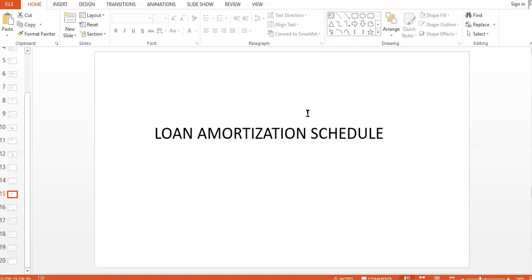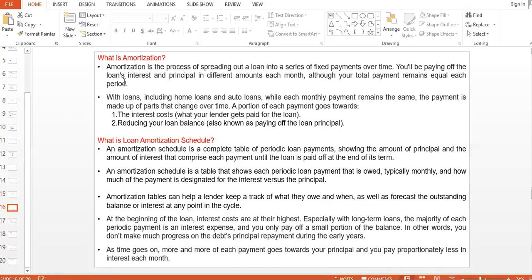So class, today's lecture is about loan amortization schedule. What is amortization? Amortization is the process of spreading out a loan into a series of fixed payments over time. You will be paying off the loan's interest and the principal in different amounts each month, although your total payments remain equal each period. Now this is a very important point.